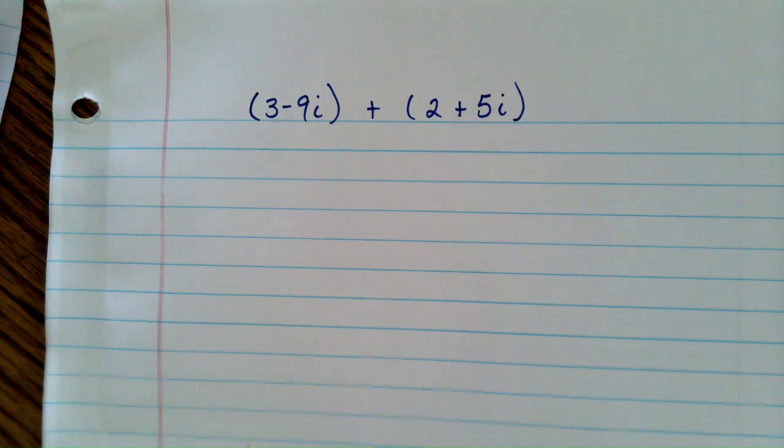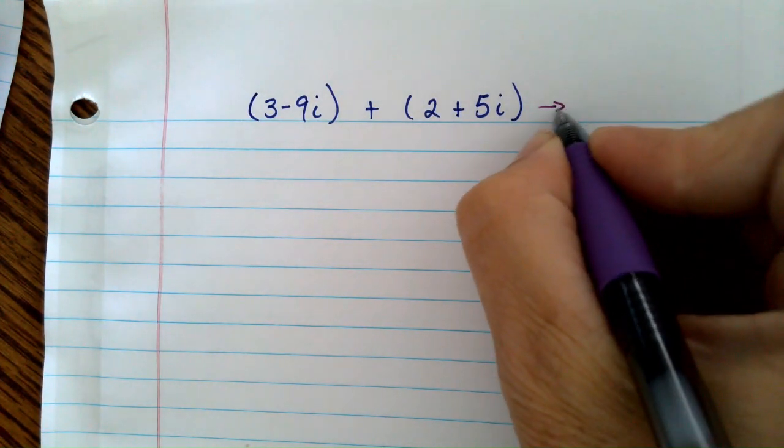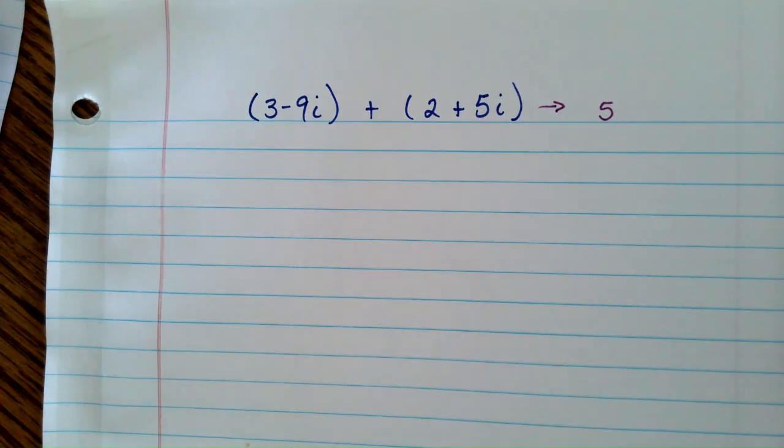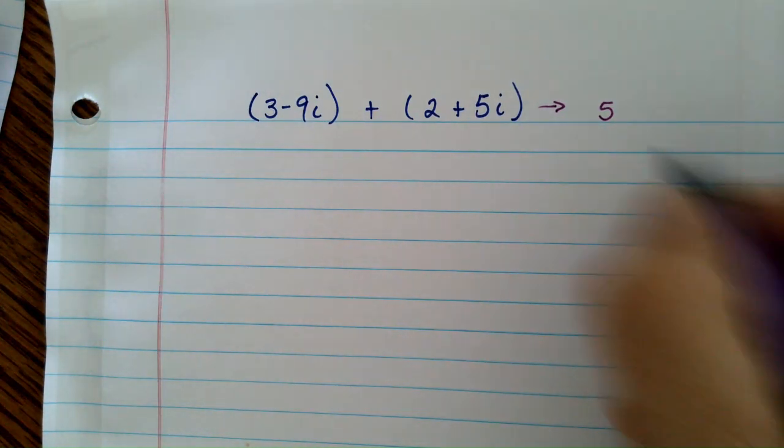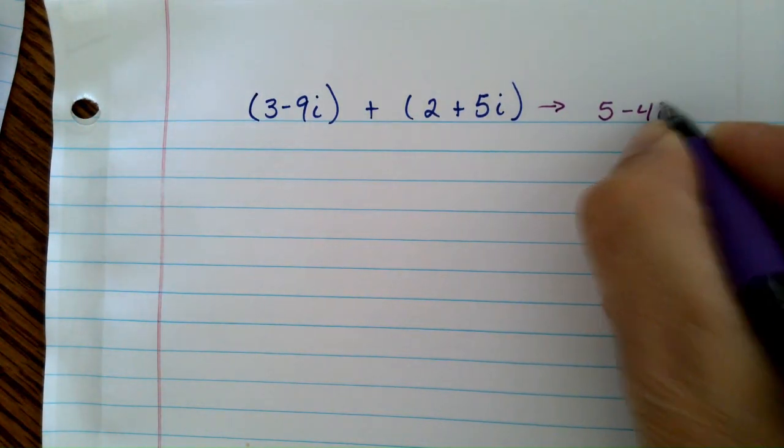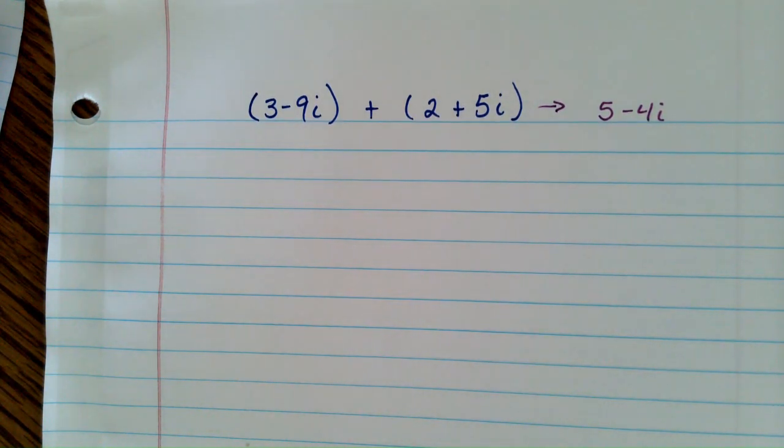Treat it like a variable. If it were a variable, what would you do? You would combine like terms. We're going to combine like terms. The 3 and the 2 are both the real parts, so we're going to combine the real parts to get 5. And then we're going to combine our imaginary parts. -9 plus 5 is -4. It's written in a plus bi form. We're done.